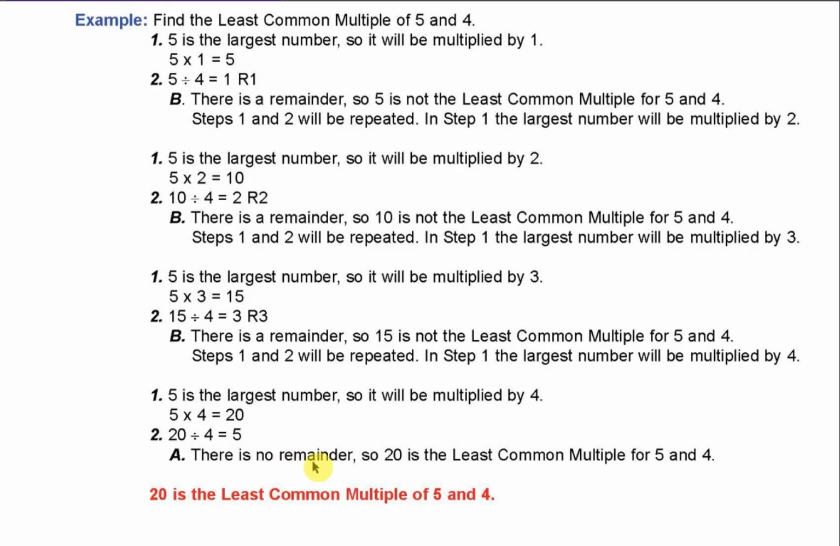There is no remainder, so we will utilize step 2a. There is no remainder, so 20 is the least common multiple for 5 and 4. Again, I will repeat, since there is no remainder, this means that 20 is the least common multiple of 5 and 4.